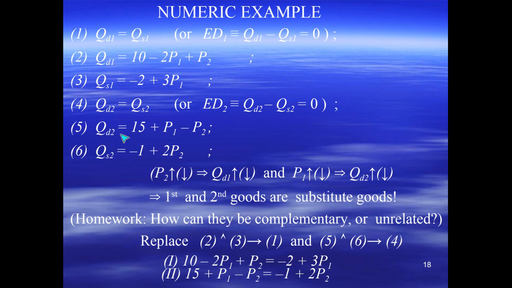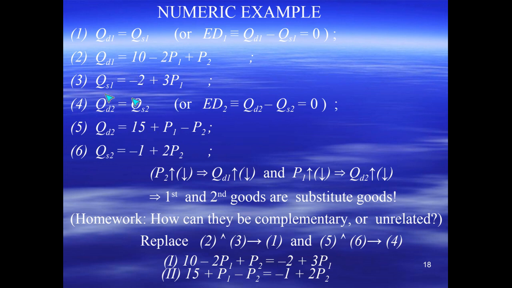Similarly, we have QD2 equals 15 plus P1 minus P2. Minus P2 is normal. The price of the own good should come with a negative coefficient. But the price of the first good, in the quantity demanded of the second good, comes with a positive coefficient, which means when the price of the first good augments, let's say tea augments, for instance, the quantity demanded for coffee augments as well. So they are in positive relation. They are not in inverse relation. So these goods are substitutes. We can see it from the signs of the coefficients.